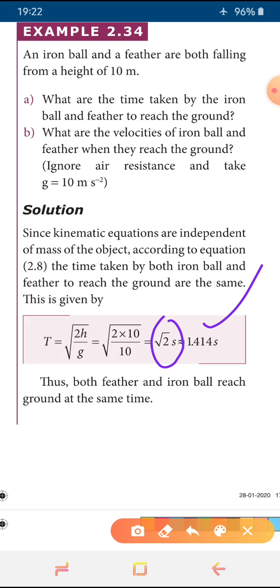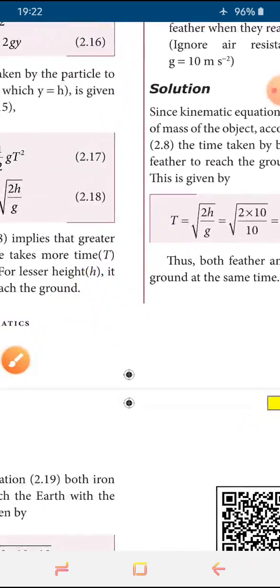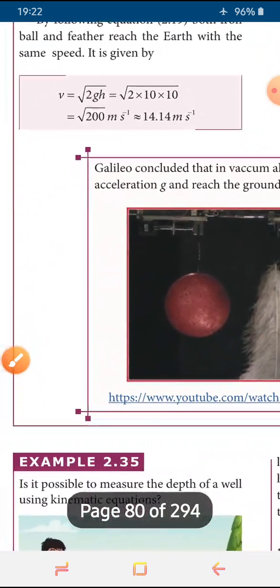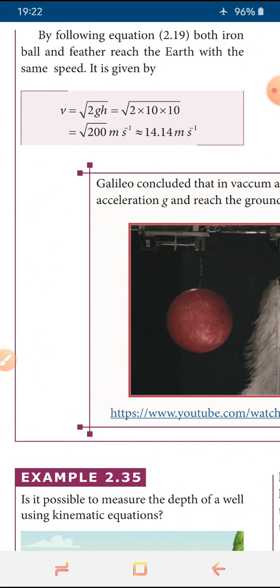Now following equation 2.19, we are going to answer question number 2. The question is, what are the velocities? The velocity we can find from formula 2.19. V is equal to square root of 2gh. So what is the formula? V is equal to square root of 2gh. This is the formula we derived in 2.19.